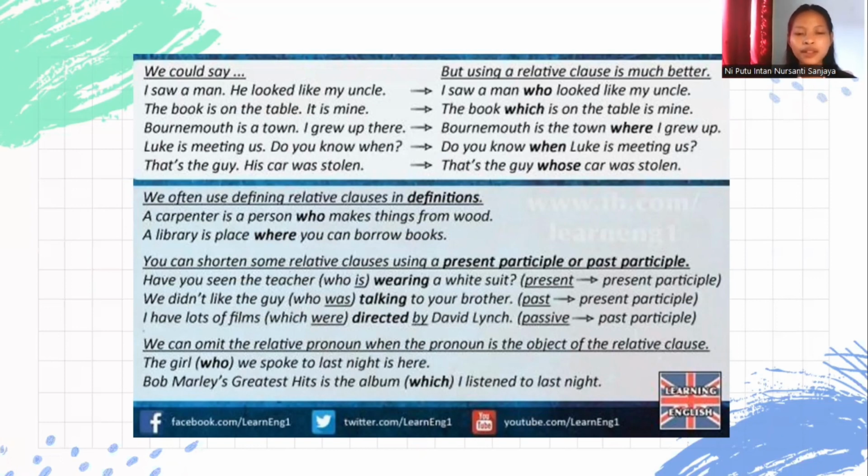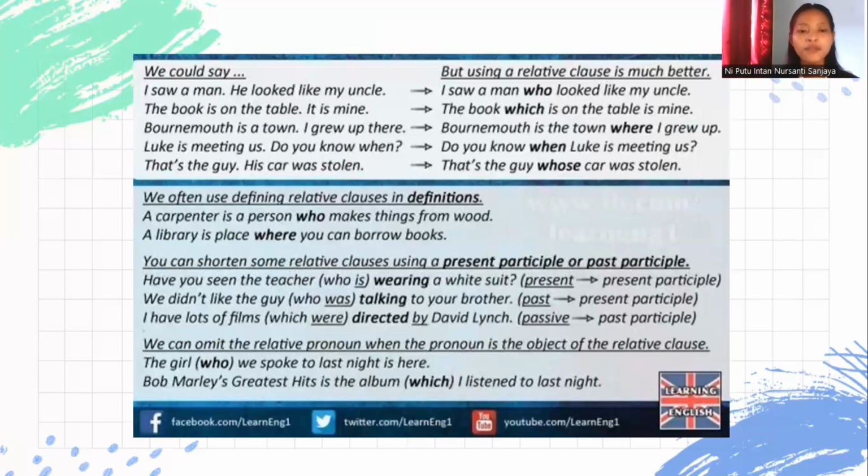And then you can shorten some relative clauses using a present participle or past participle. For example, have you seen the teacher who is wearing a white suit? It's present participle. And I have lots of films which were directed by David Lynch. It's passive past participle.